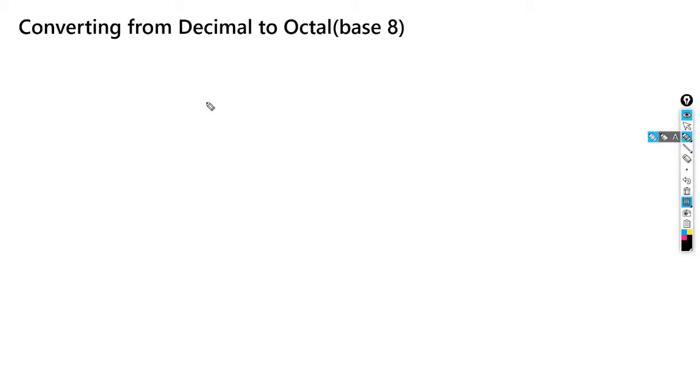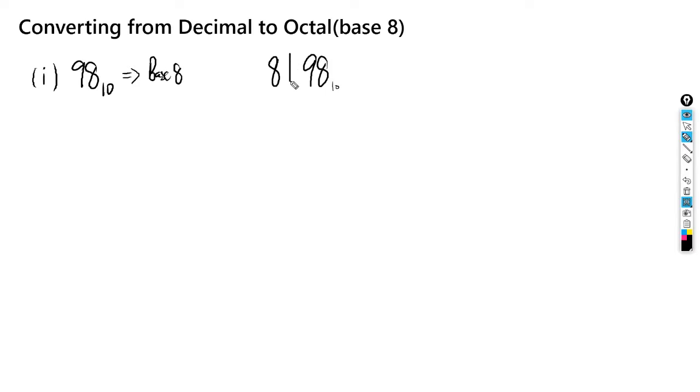All right, guys, so now we're going to look at converting from decimal to octal, to base 8. Let's look at the first example. We have 98 in base 10, and we want this in base 8. It's the same way we do it with all the other bases, with base 2 and base 4. We're going to divide 98 by 8 and find the remainders.